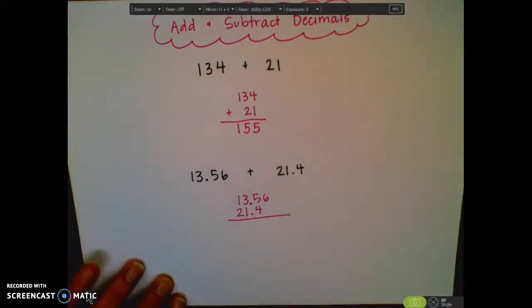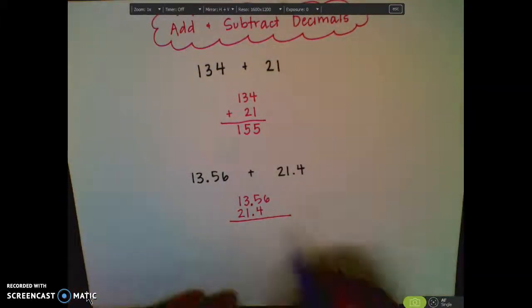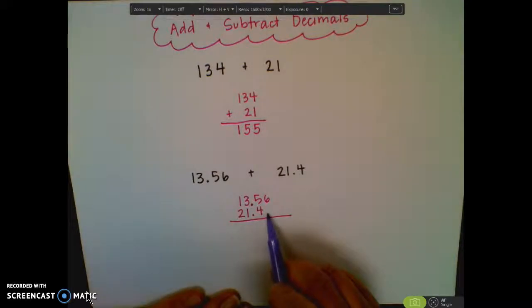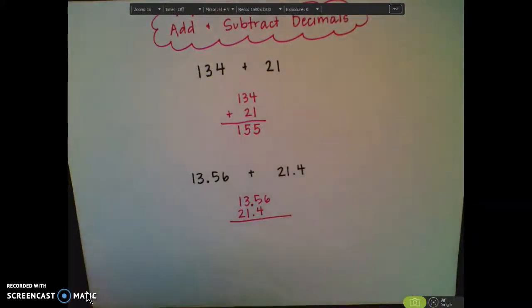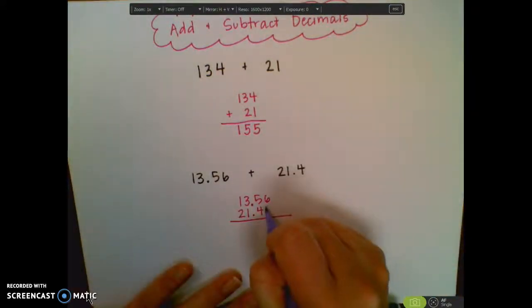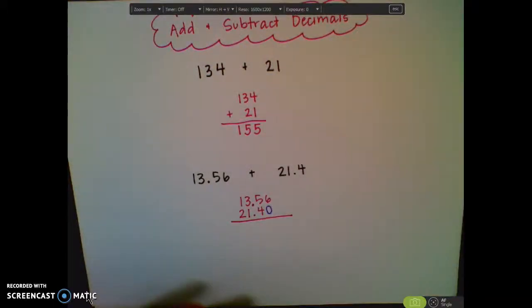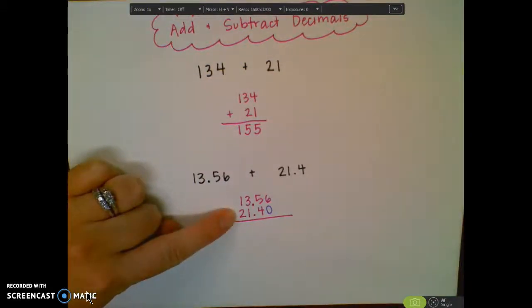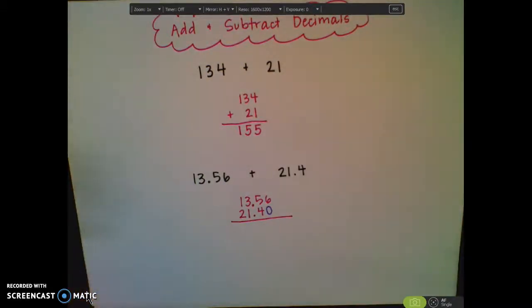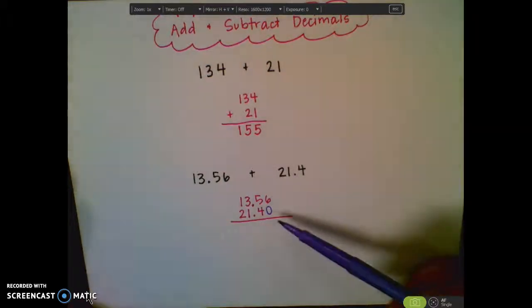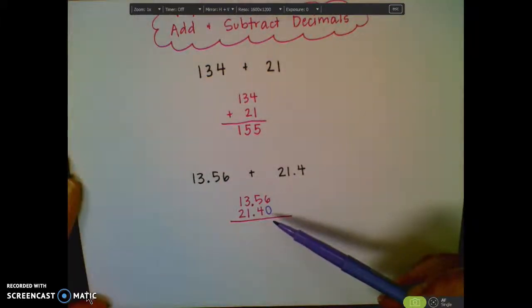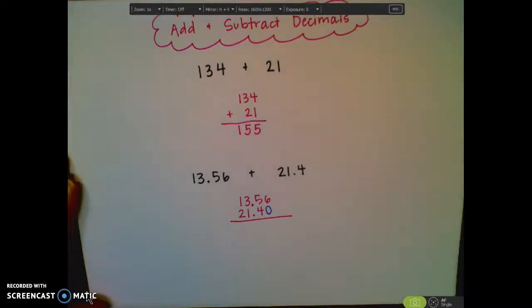Well, people will say, hey, what about here? I notice you've got a number that's missing right here. Well, whenever we're working with decimals, if I put a 0 there at the end of the number, it doesn't change the value of this number. It doesn't change how much it's worth. It just creates a digit there for me to work with. Okay? And so now I'm ready to add.